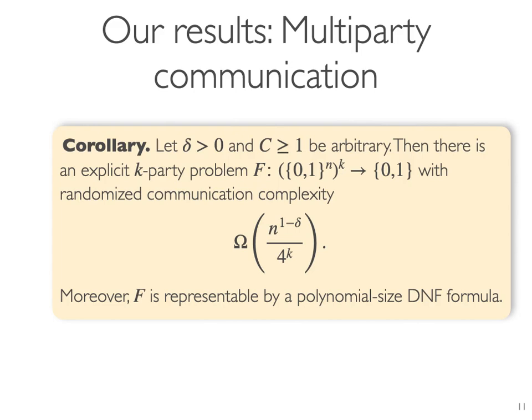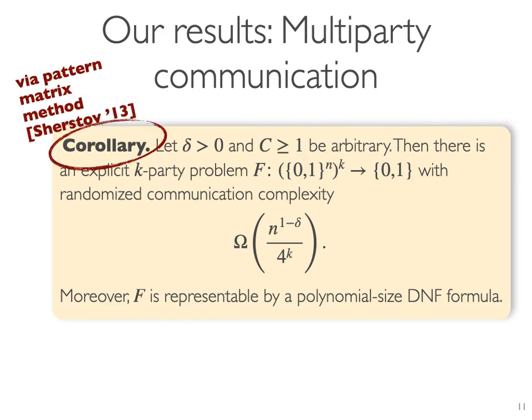Let delta and c be arbitrary constants. We construct an explicit k-party communication problem f with randomized communication complexity at least n to the 1 minus delta quantity divided by 4 to the k. Moreover, our function is representable by a polynomial-sized DNF formula.